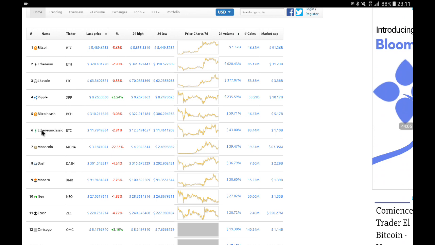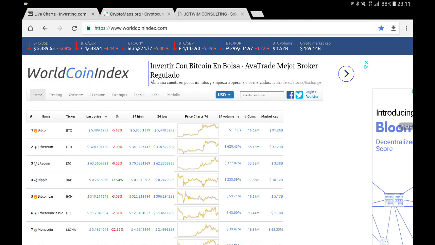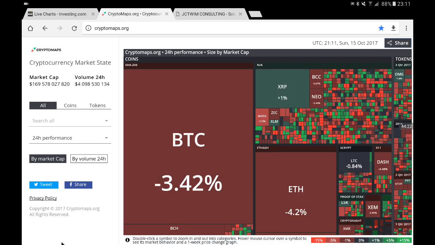Okay, #6, Ethereum Classic. #7, Monacoin. #8, Dash. #9, Monero. #10, Neo. 11, Zcash, and 12, Omisego. Okay, so that's it. And now let's have a look at the crypto maps to see an even better look at the total market cap for all the cryptocurrencies. That's $169 billion, and the volume in 24 hours, a little bit more than $4 billion in one day. Now let's see the performance for the week.